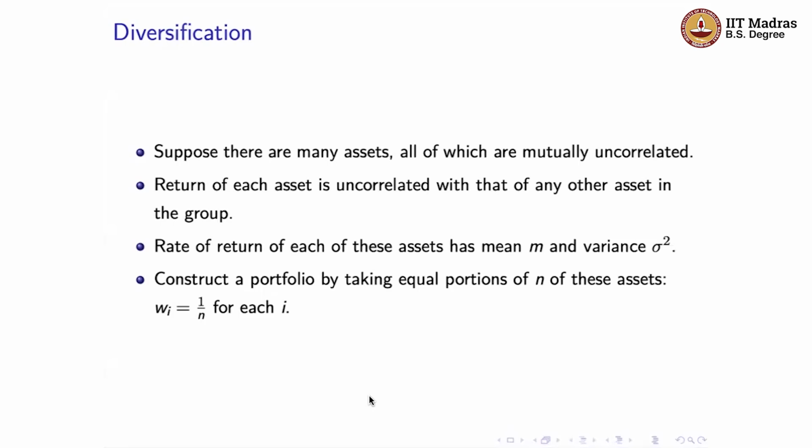So sigma ij is equal to 0 for i not equal to j. So the rate of return of each of these assets, let's assume it has the same distribution, in the sense that it has the same mean m, and the variance is also given by sigma square for each of these assets. And we are going to construct a portfolio by taking equal portions of n of these assets. So that means that the weight of the different assets in the portfolio is given by 1 over n.